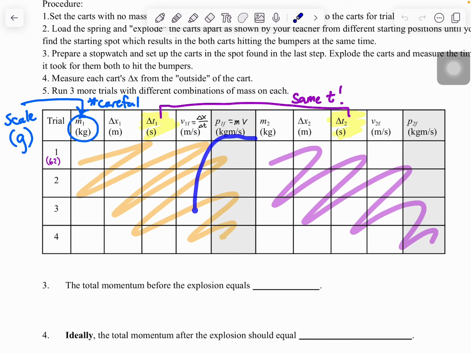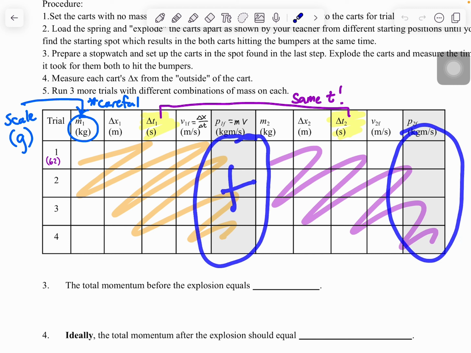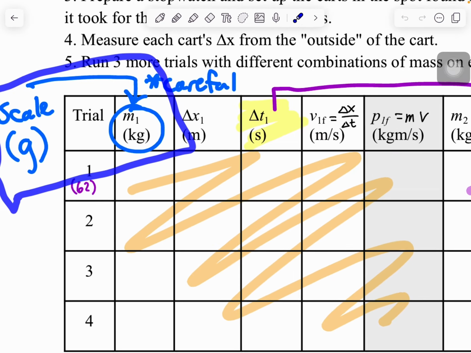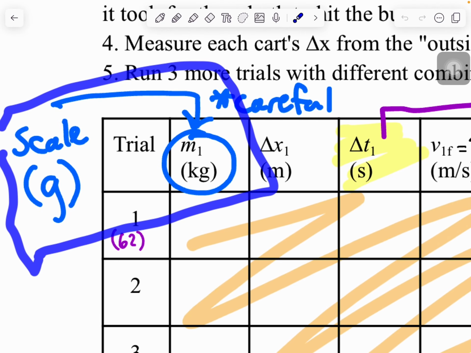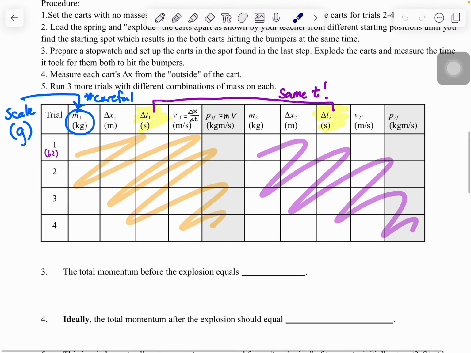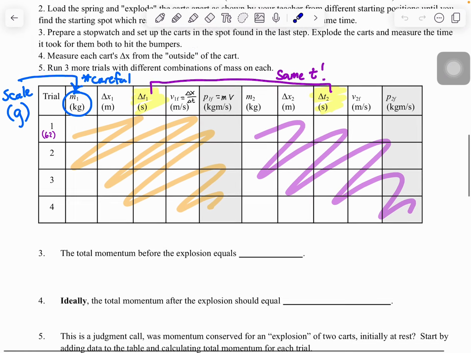Make sure that one of these columns is positive and one of these columns is negative, right? Because they're going in opposite directions. It doesn't really matter which is which. Just pay attention to that. Most of the errors that I have been seeing in calculating your momentum have to do with the mass. So be careful. Make sure that you've actually converted from grams to kilograms if you're getting weird numbers for your momentum.